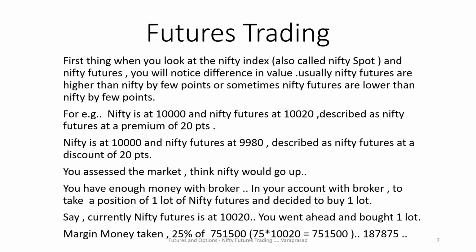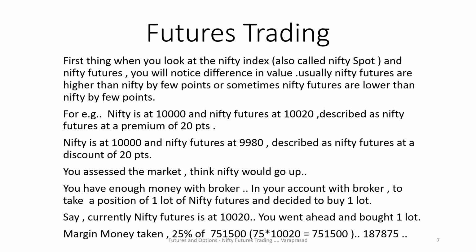First thing, when you look at the Nifty Index, also called Nifty Spot, and Nifty Futures, you will notice a difference in value. Usually, Nifty futures are higher than Nifty by a few points, or sometimes Nifty futures are lower than Nifty by a few points. For example, Nifty is at 10,000 and Nifty futures at 10,020, described as Nifty futures at a premium of 20 points. Nifty is at 10,000 and Nifty futures at 9,980, described as Nifty futures at a discount of 20 points.